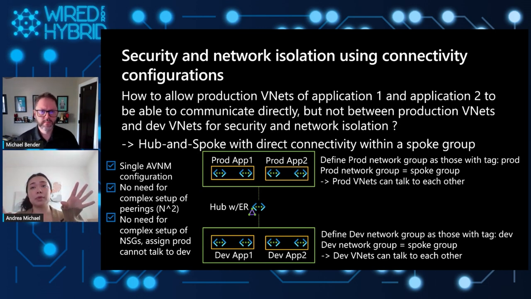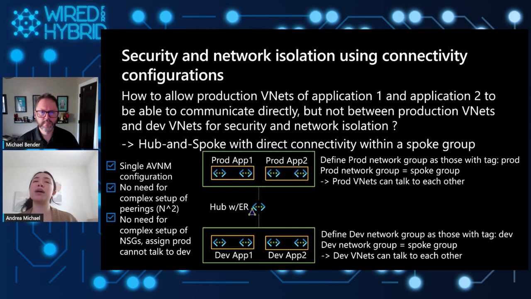So then when you're creating your topology, you say, I want a hub and spoke topology, and I'm going to have my hub VNet, which has my ExpressRoute gateway, as the hub VNet for this topology. And then for the spokes, I'm going to select my prod network group and my dev network group. And this way, what you've already created just now is a basic hub and spoke topology where that hub VNet would be connected to all of the production VNets and all of the dev VNets.